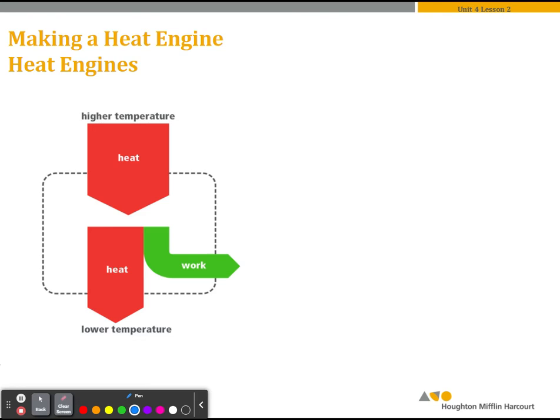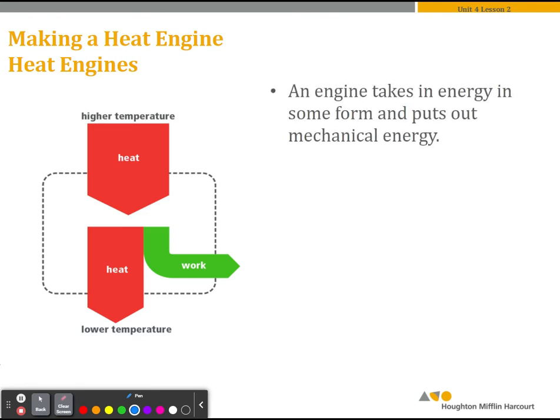A heat engine is a device that transfers some of the heat as it flows from higher temperature to lower temperature, transforming some of that heat into usable energy so it can do work. An engine takes in energy in some form, maybe it's chemical, maybe it's heat, thermal, but it takes in some kind of energy, and there are different kinds of engines. It's going to take in energy in some form and it's going to give off mechanical energy. So it's going to do work.